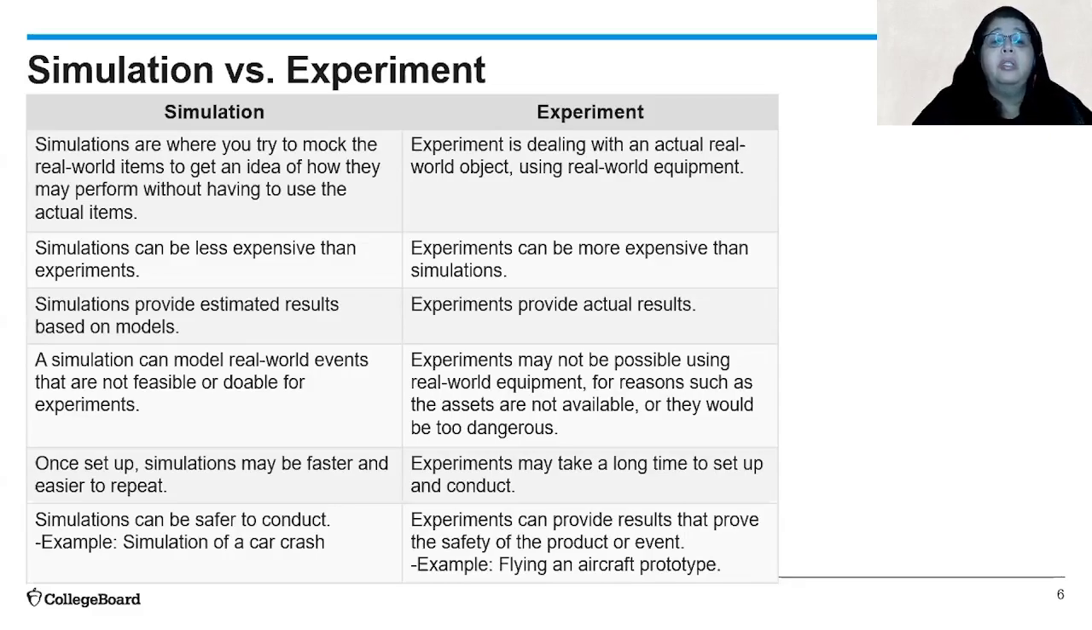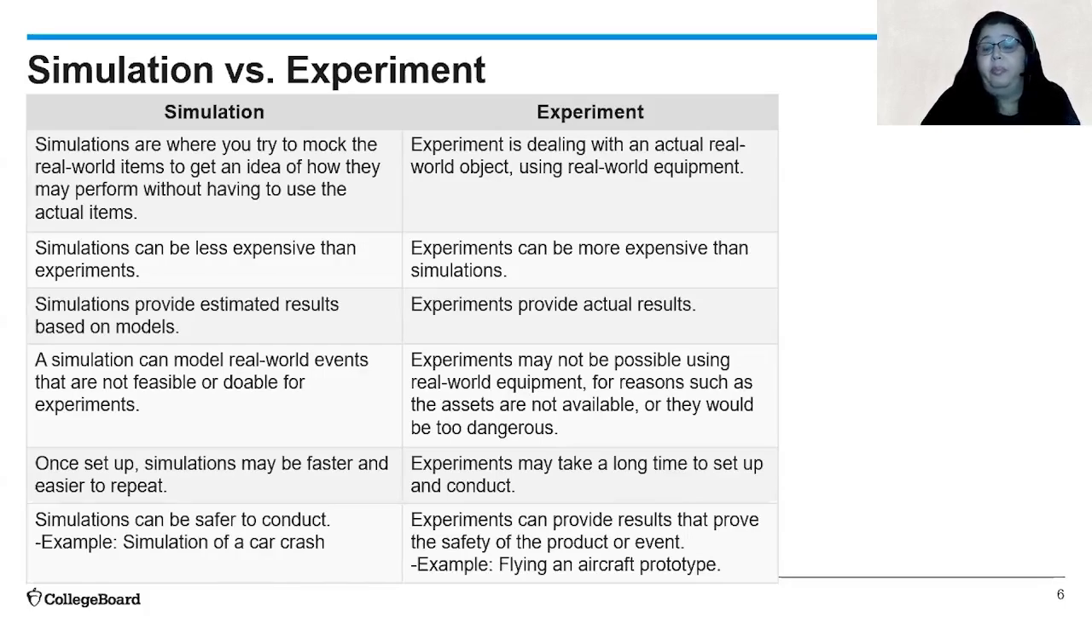Simulations model those real world events that maybe are not as easy or feasible to have as an experiment. So let's say for an experiment, you may not be able to have the money or the assets, or it may be actually very dangerous. It's not something you want to do as an experiment. Once it's set up, simulations can be faster. Experiments take a long time to set up. And again, simulations can be safer, even though the results are estimated.